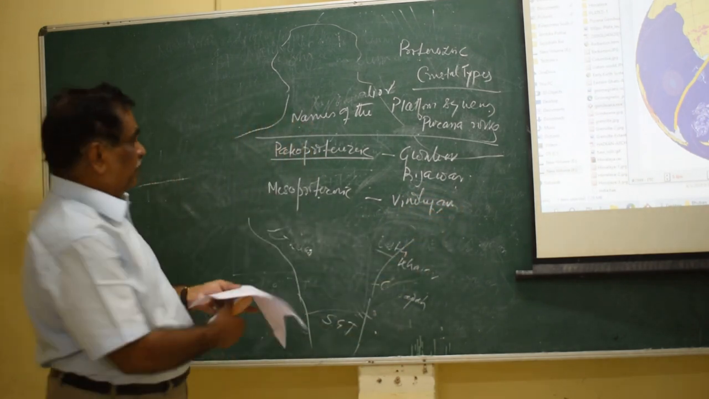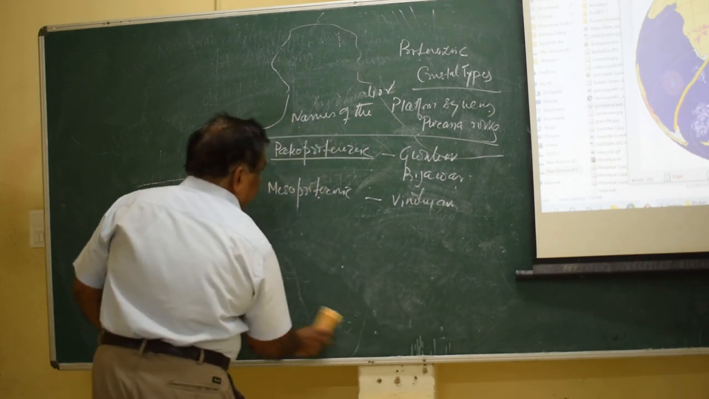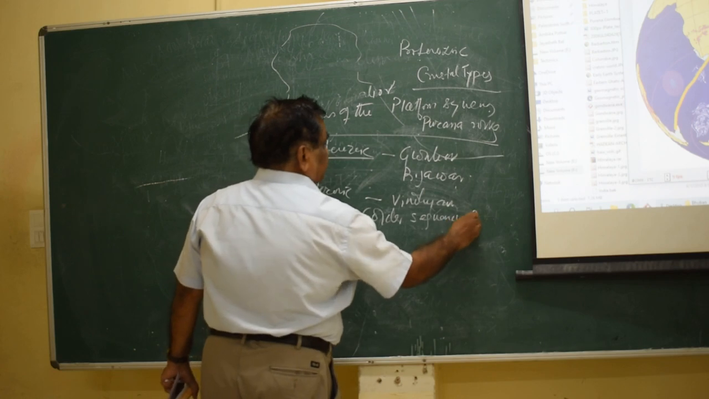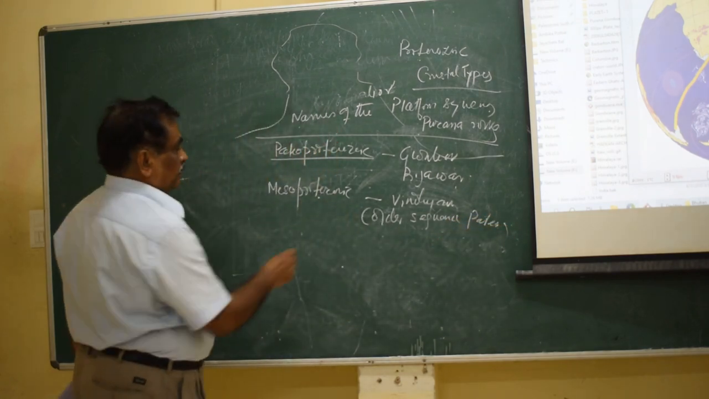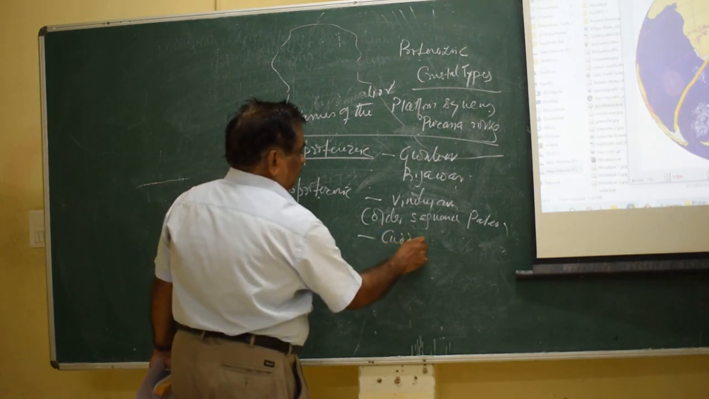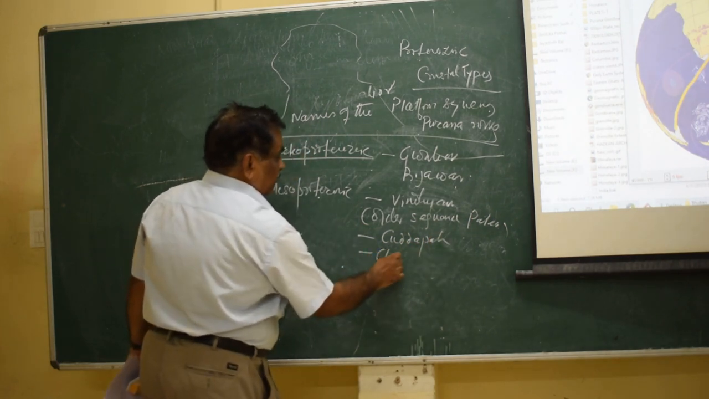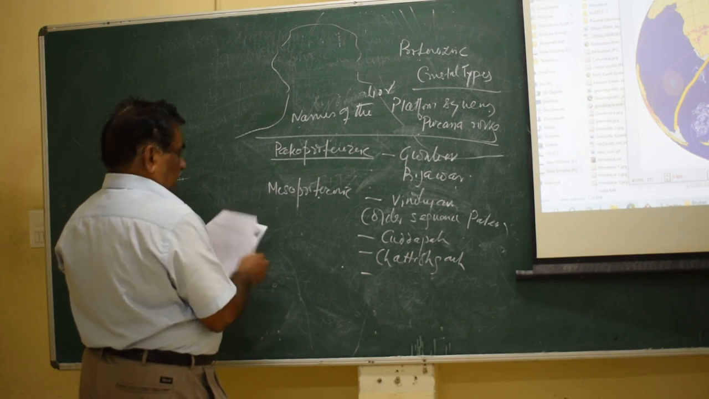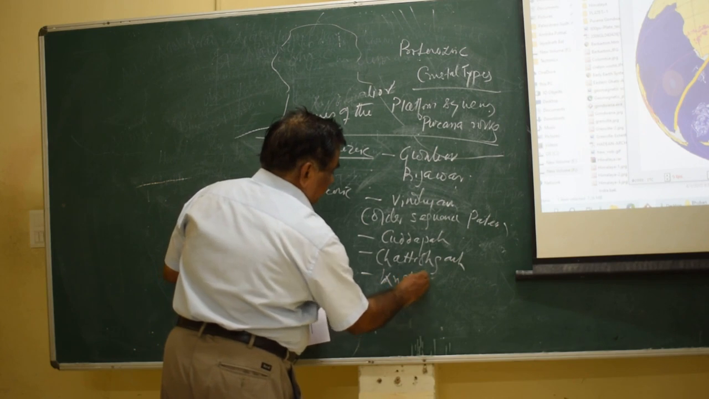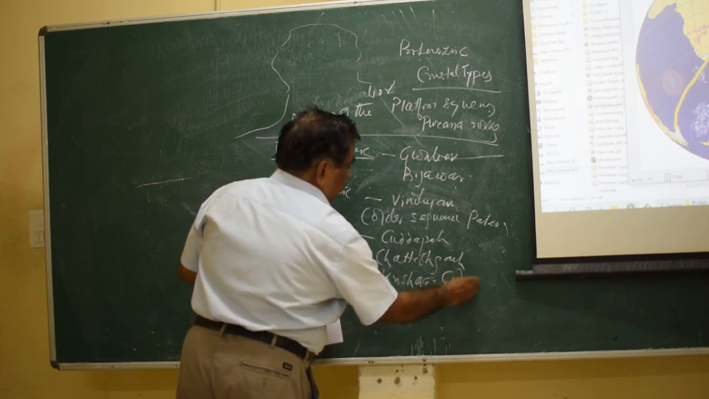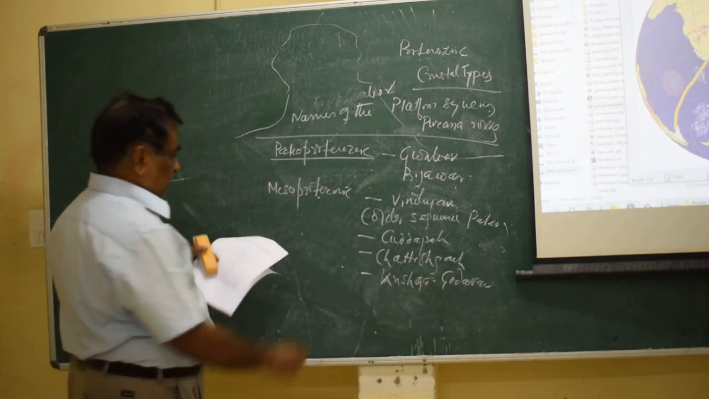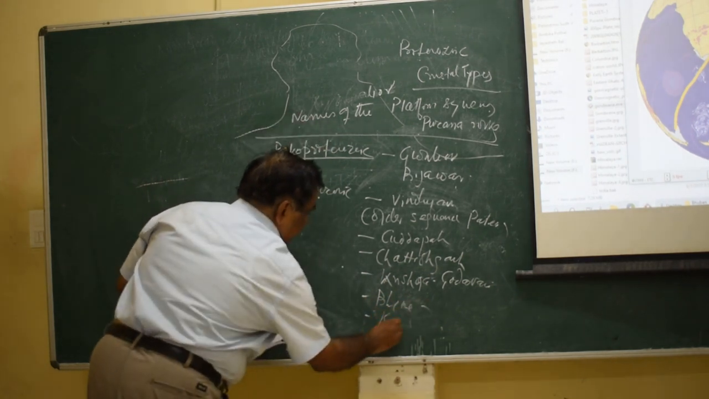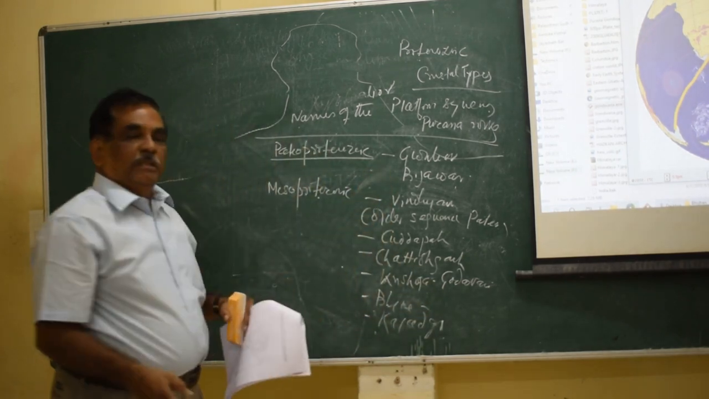Vindhyans. I think Vindhyan also has a paleoprotozoic age. The older Vindhyan sequence has a paleoprotozoic age, but mostly it is mesoprotozoic. Vindhyans, then you have Kadapa, then Chhattisgarh, then Krishna Godavari, then Kadapa, I have finished, Bhima, Karangi. So these are the platform deposits.